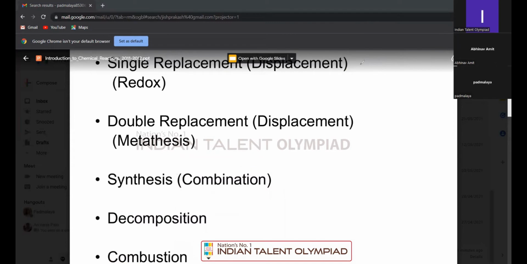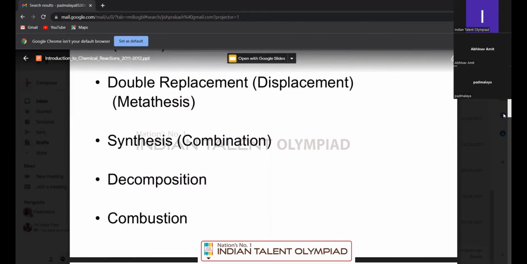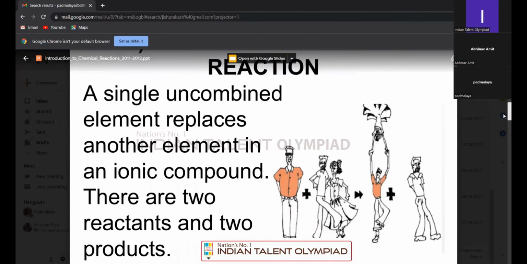Displacement reactions. Whenever one element takes the place of another element, we call it a displacement reaction. The name itself indicates displacing. One element is displacing the other element. That we call a displacement reaction.